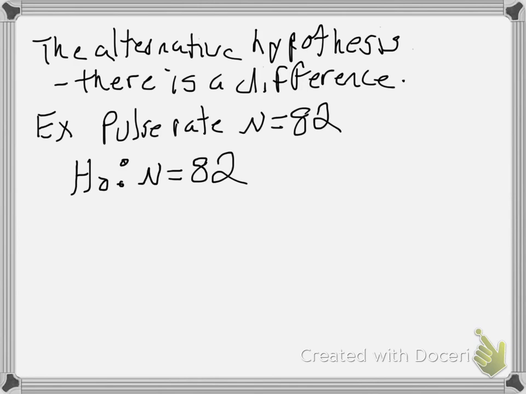Now, the alternative hypothesis for something like this would state that mu is not equal to 82. It could be higher, it could be lower. It really depends on how the problem is stated, and that will tell you what we're looking for as far as your alternative and your null. Remember what I said, the null hypothesis always says there is no difference. That means your null hypothesis always has to have the equals in it.